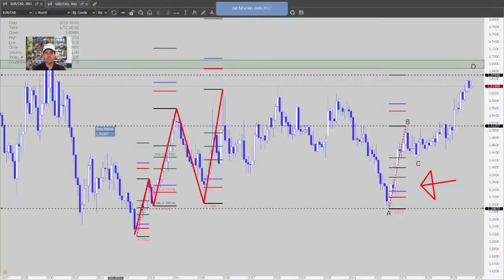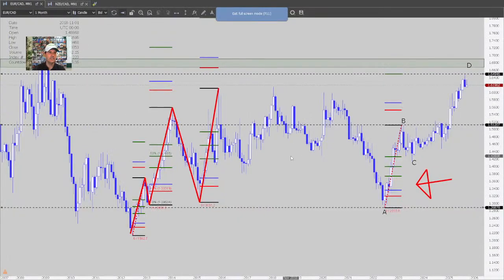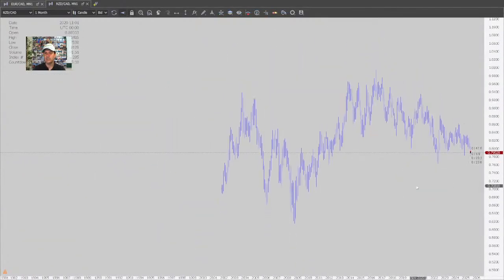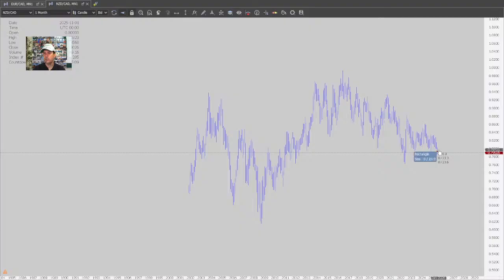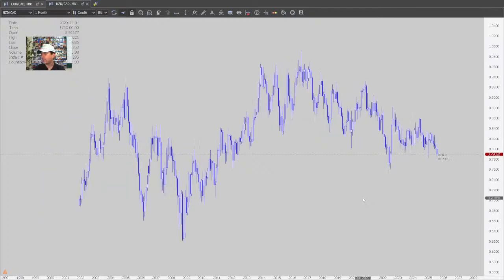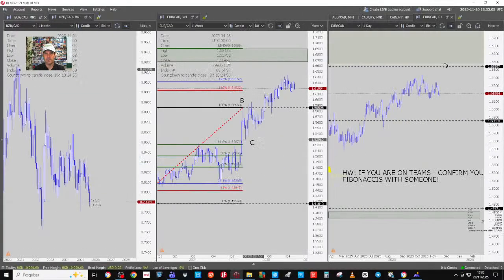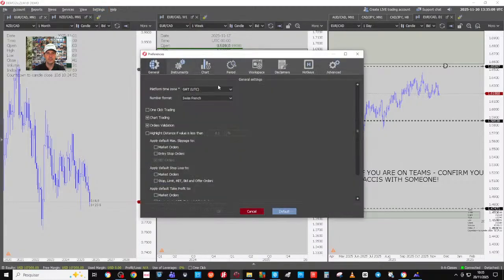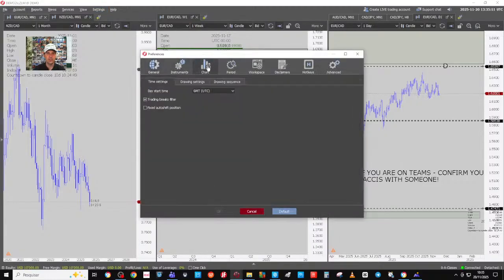NZD-CAD monthly chart, everybody. Now, when you are charting by yourself, what is the first thing you need to do? Type in the chat. Yes, settings, right? Give me a second. I'm going to general settings, GMT chart, GMT.